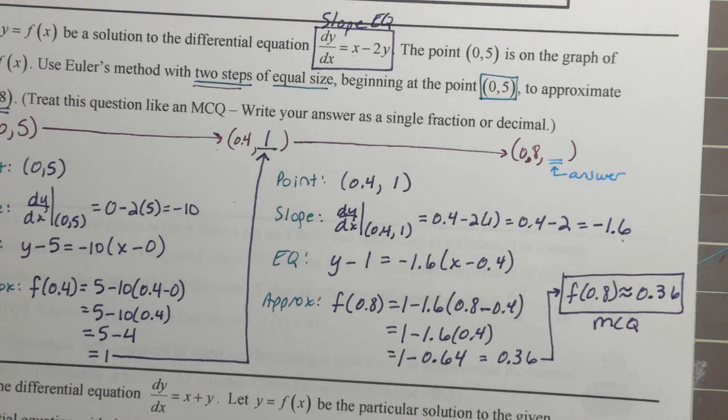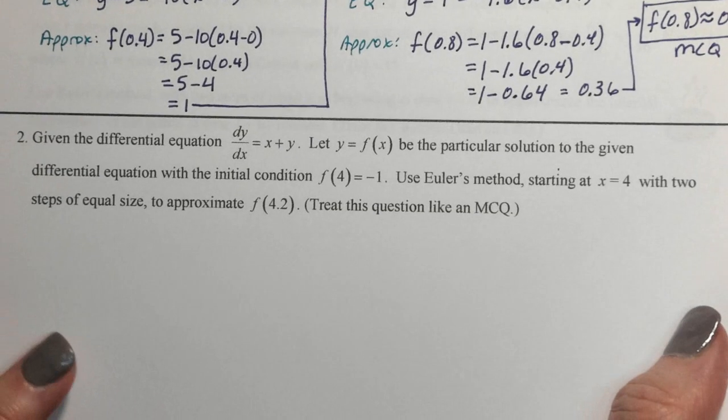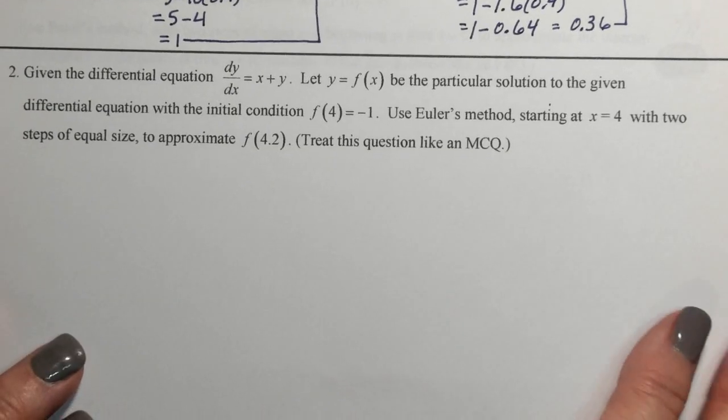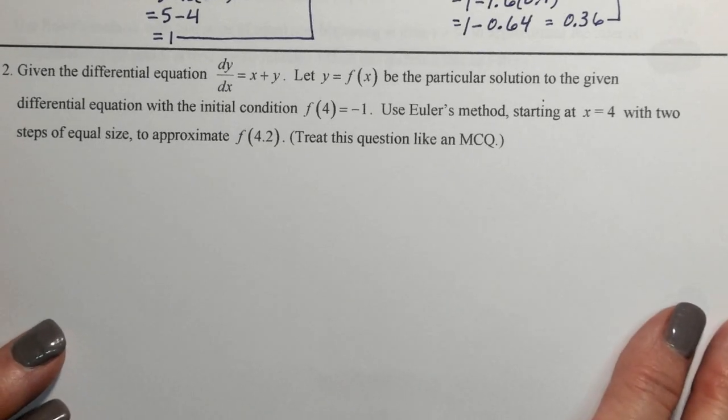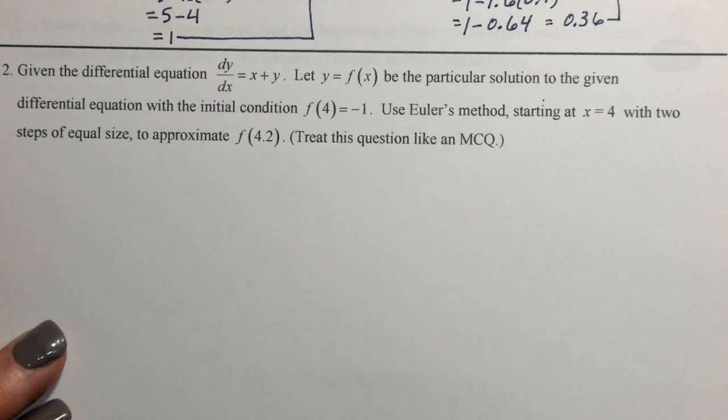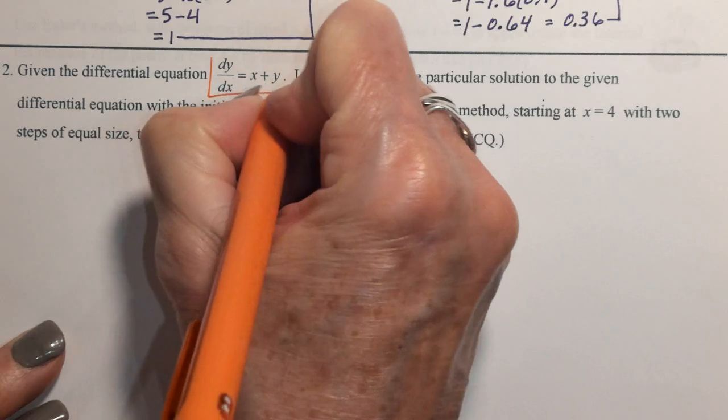Okay. Alrighty, on to the next one. This next problem is identical to the one from 2025, so you shouldn't have to change a thing for this one, you guys. Alrighty. There's our slope equation. They gave us our slope equation.